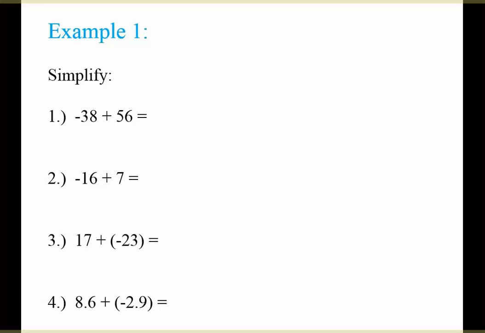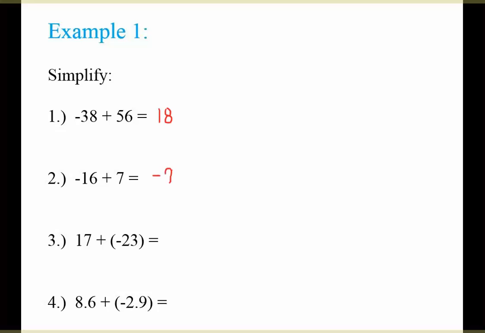These are all war problems. In number 1, we have negative 38 plus positive 56. It looks like the positives are going to win there, and the positives will win by 18. In number 2, we have negative 16 plus 7. The negatives are going to win there, and they are going to win by 9.